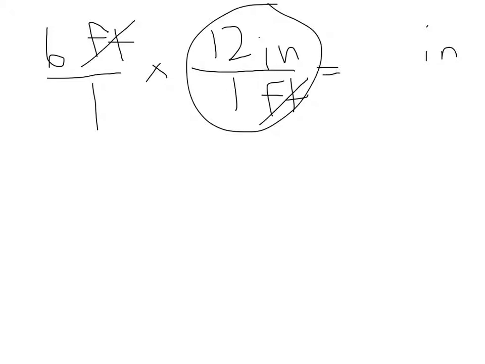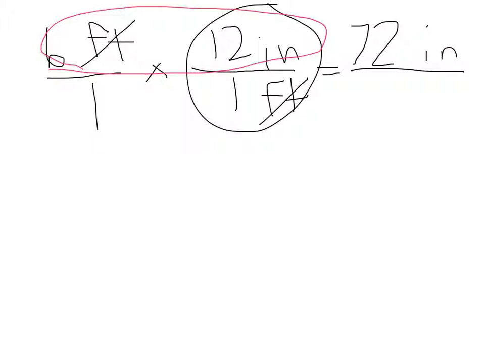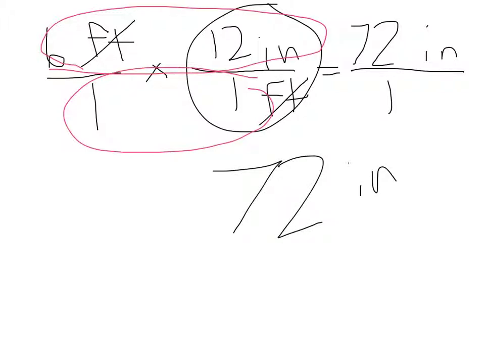Now all we have to do is go ahead and multiply. When you do something like this, you multiply the top together, you multiply both of these together, and you're going to get 6 times 12 is 72 inches. You keep your unit there. On the bottom, you multiply 1 times 1 together. Now our unit of feet is canceled out, so there's no unit. So it's really just 72 over 1, which is 72 inches.